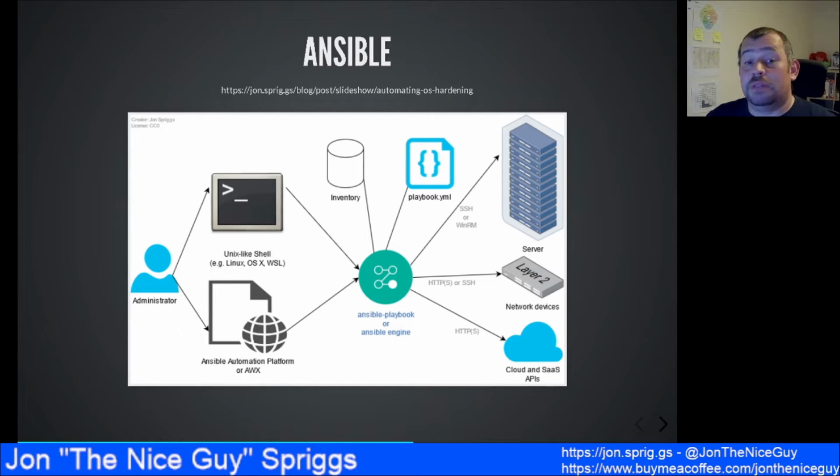So Ansible uses an inventory file or an inventory script to determine which hosts it needs to talk to. It also reads a YAML file, which details what plays it's going to execute, and a play is a combination of a host selection and a collection of tasks which will be performed sequentially across all those hosts. Each task is executed against one of the following: a server connected over SSH or WinRM, a network device over HTTPS or SSH, and a cloud or SaaS API over HTTPS. So what might that look like?